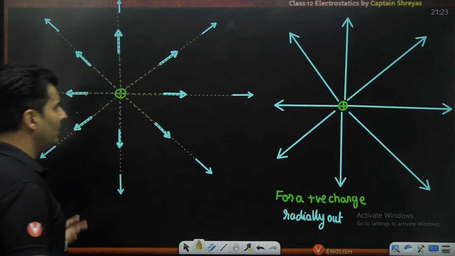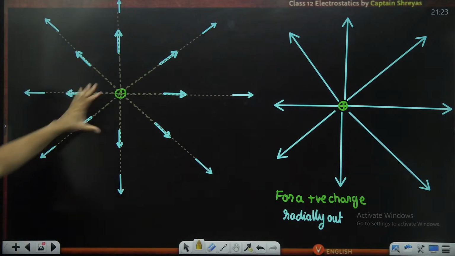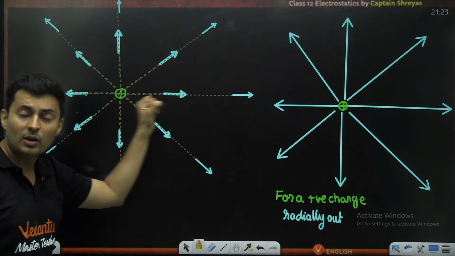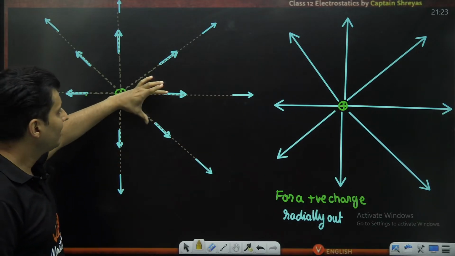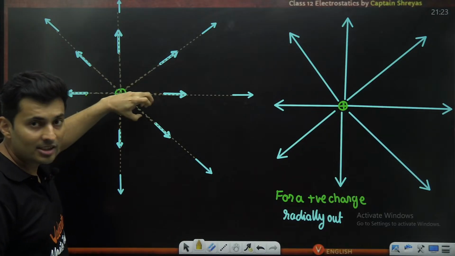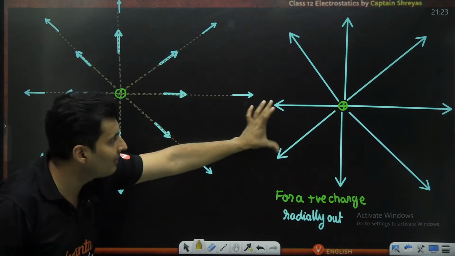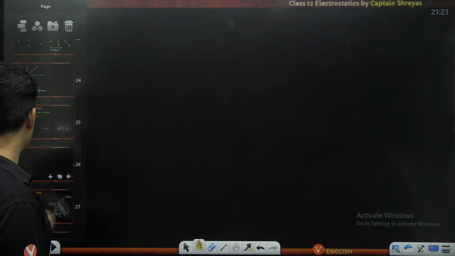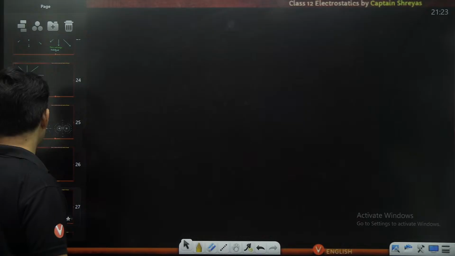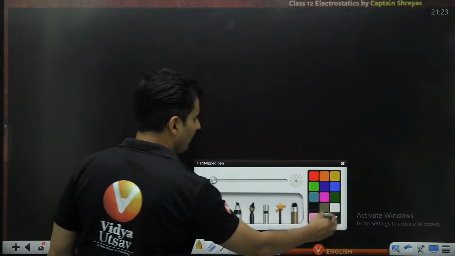You will also see one more thing. Whether positive or negative doesn't matter, when you are close by, the field is strong. When you are away, the field is weak. That also is seen over here. When the lines are close, the field is strong. When the lines are far away from each other, then the field is weak. So that brings me to the next property, my dear students.